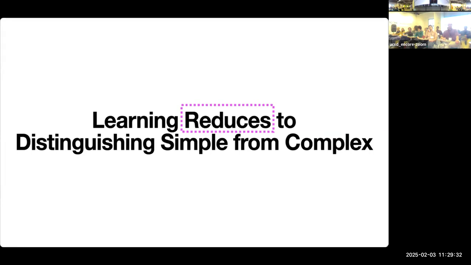Another word, reduces, right? Reduction. So we know what learning is, we know what distinguishing is, and now we need to fill this in with a reduction. On one side of the reduction is going to be a learning problem, and on the other side of the reduction is going to be a distinguishing problem. Great.